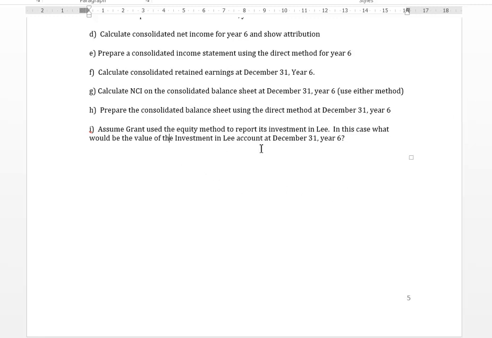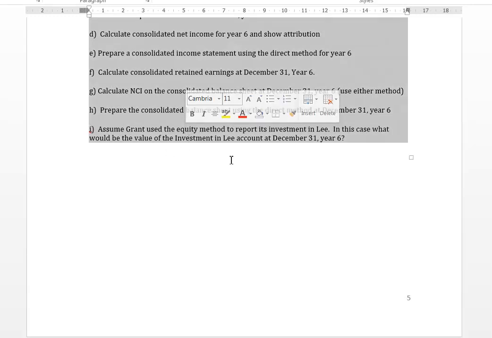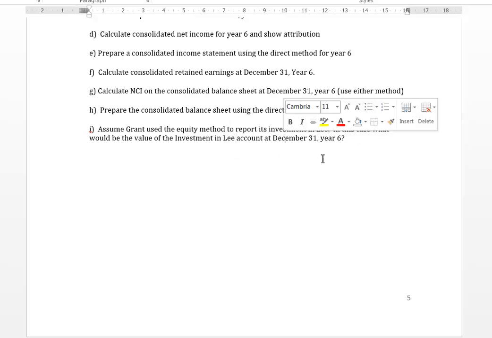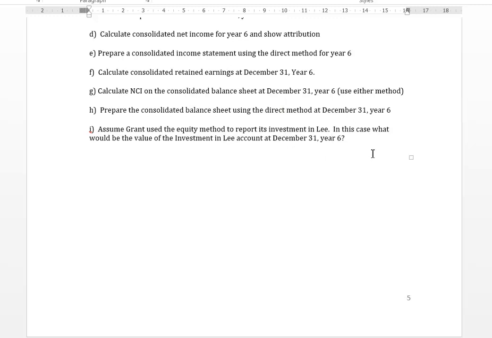In the very last part of the problem, I asked you to assume that instead of Grant using the cost method to account for its investment in Lee, it decided to use the equity method to record and report its investment in Lee. In this case, using the equity method, what would be the value of the investment in Lee account at December 31st, year 6, on Grant's separate entity statements? So now, let's begin our discussion of that concept.